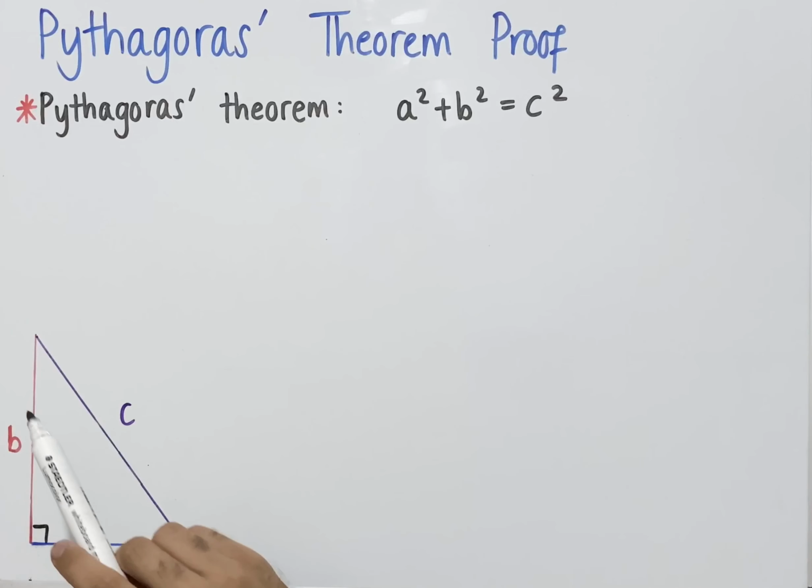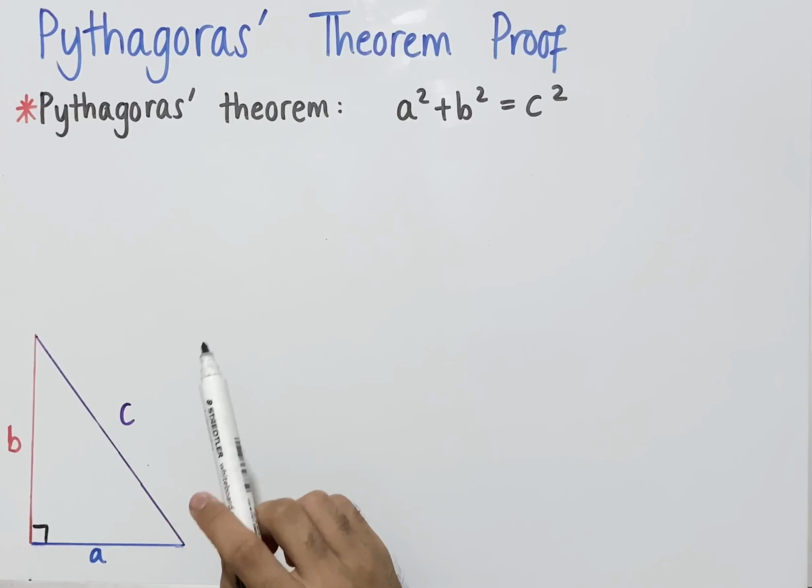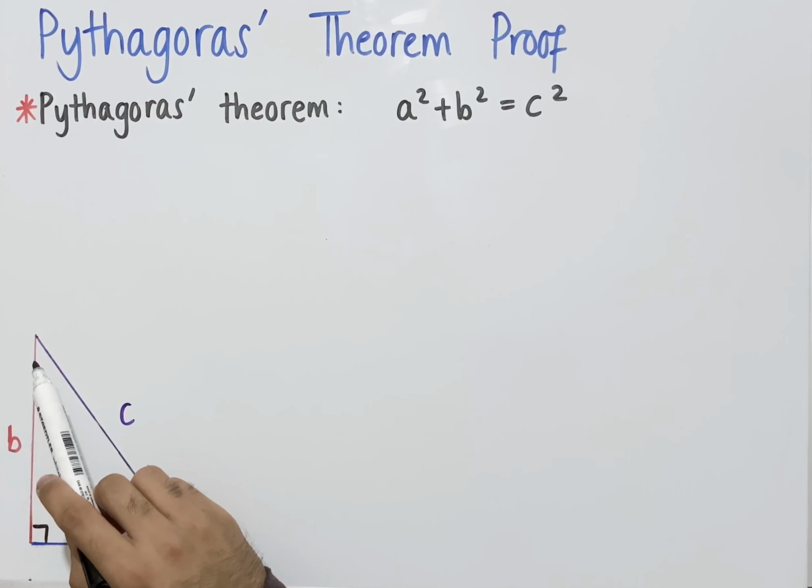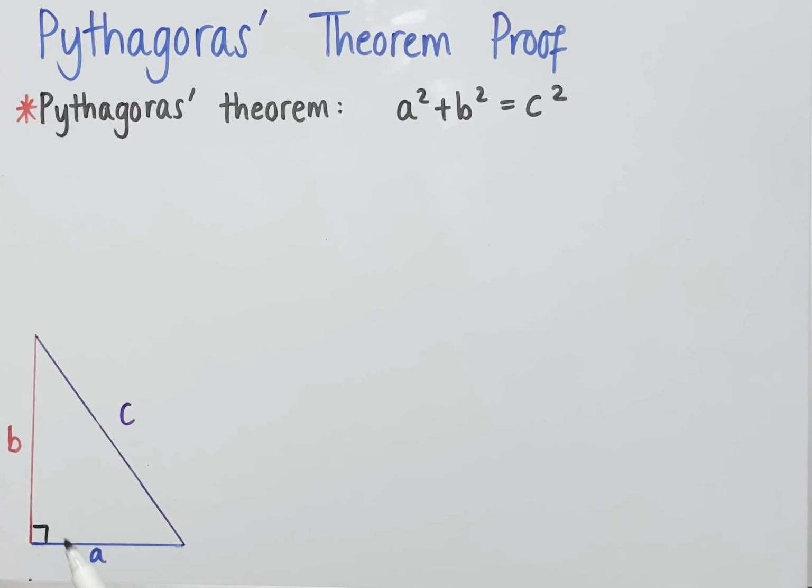Now, to start off the proof, we first begin with a right-angled triangle that is labeled in the following way. And what we're going to do is draw 4 congruent right-angled triangles to form a square in the middle with side lengths c. When we say congruent triangles, we mean triangles that are the same shape and the same size as this first triangle. So if we do that, we get the following.